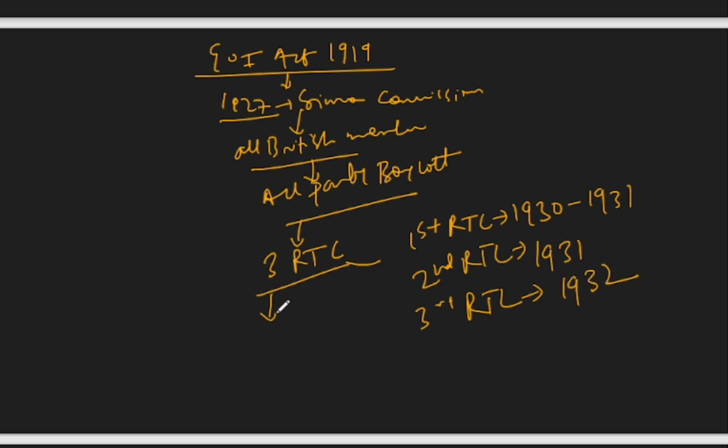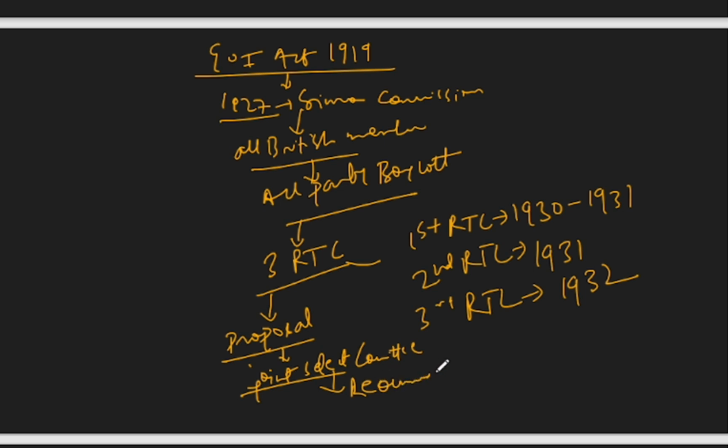So this roundtable conference gave a proposal, and this proposal was forwarded to the joint select committee of British Parliament, and this committee then gave a recommendation, right? And on the basis of this recommendation, Government of India Act of 1935 came with certain changes. It was not a copy paste, right? So this was necessary to highlight. That is why I highlighted.